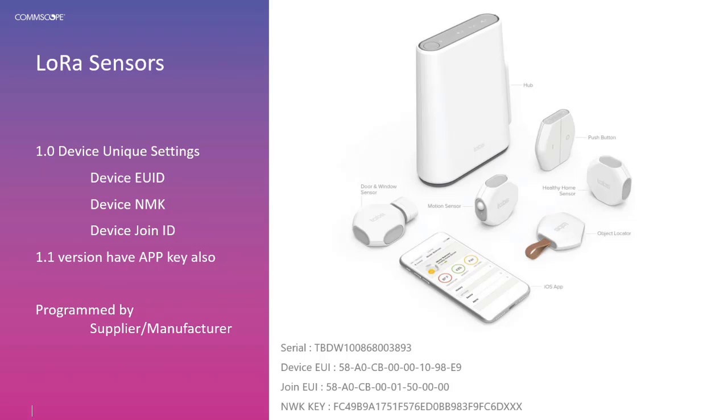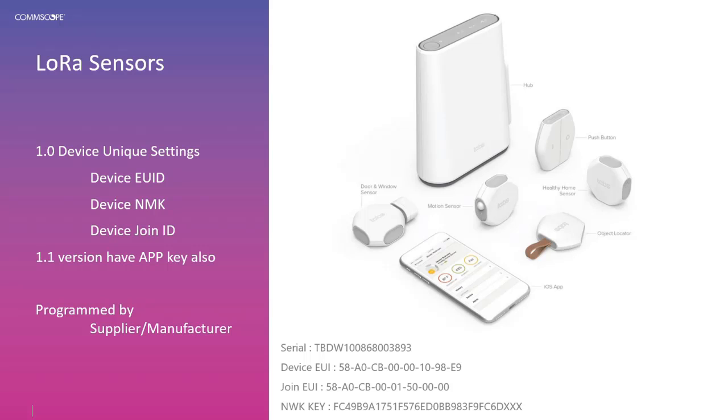So a couple of key things to look at when we're looking at LoRa sensors. There are lots of different sensors out there, from push buttons to motion or door contact sensors, location-based services, and also environmental sensors or parking sensors. Each one of these sensors will have different ways of gathering the data and presenting that into the LoRa network server and the application server, but to onboard them, they all share the same mechanism.